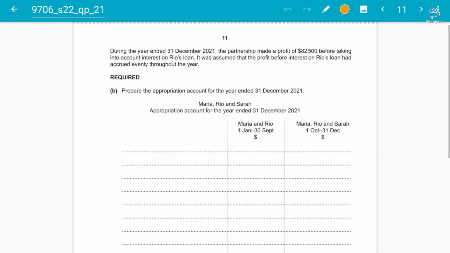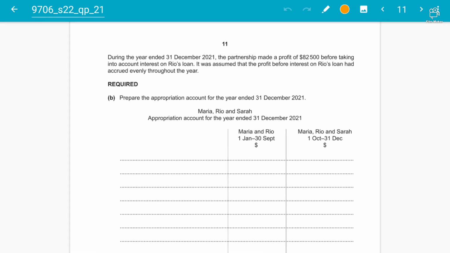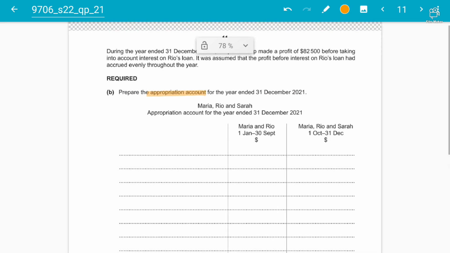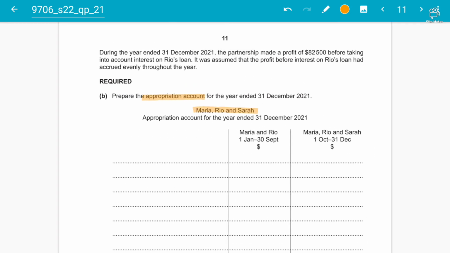So let's get started. We need to understand that we have to prepare the appropriation account that is going to be of 7 marks, okay? For Maria, Rio, and Sarah, they have already helped us. They have distributed like 9 months together and 3 months onwards, okay? So this is the 9 months appropriation account, and this is going to be the 3 months appropriation account, students.